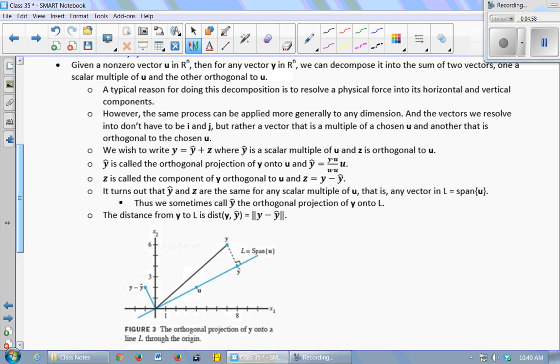we've done that so many times, or you guys have in physics, right? So a typical reason for doing this decomposition is to resolve a physical force into its horizontal and vertical components. But the same process can be applied more generally in any dimension. And the vectors that we resolve into don't have to be i and j, horizontal and vertical. They can be any u and some vector orthogonal to it, right? Because i and j are orthogonal. So you can just pick any u and an orthogonal vector.